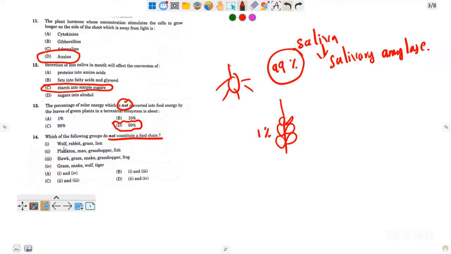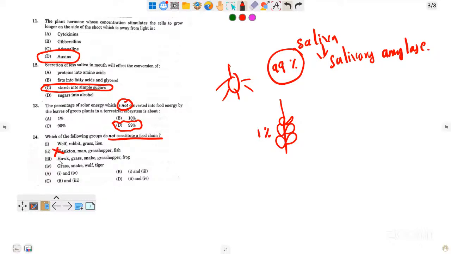Yes, the wolf, rabbit, grass, lion, it is a true food chain. Okay, it happens. But plankton, man, grasshopper, fish. This one is not possible. Okay, grasshopper, we cannot connect with this food chain.